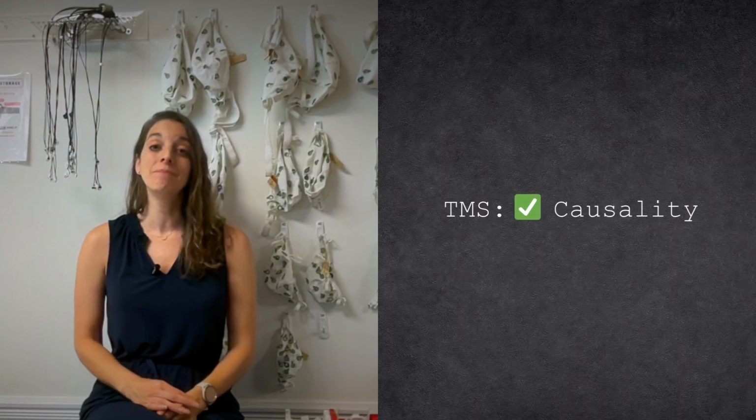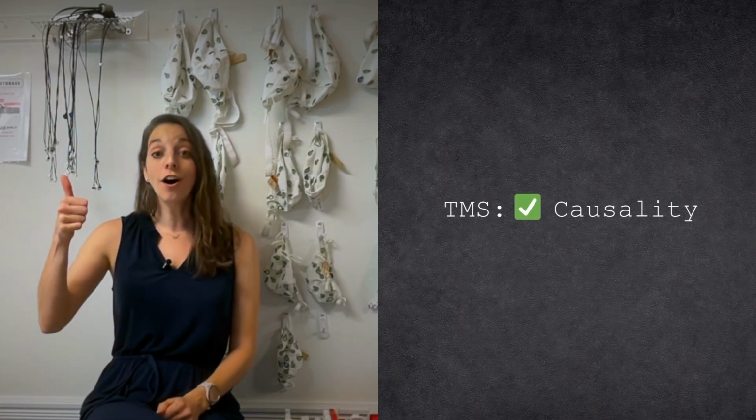Why is it cool? Unlike other methods where you can test correlation, how brain activity co-occurs with certain cognitive or perceptual events, with TMS we can test causality. What happens when you turn a brain region on or off? It's a powerful tool used in both research to map brain-behavior relationships and clinical settings like treating depression.